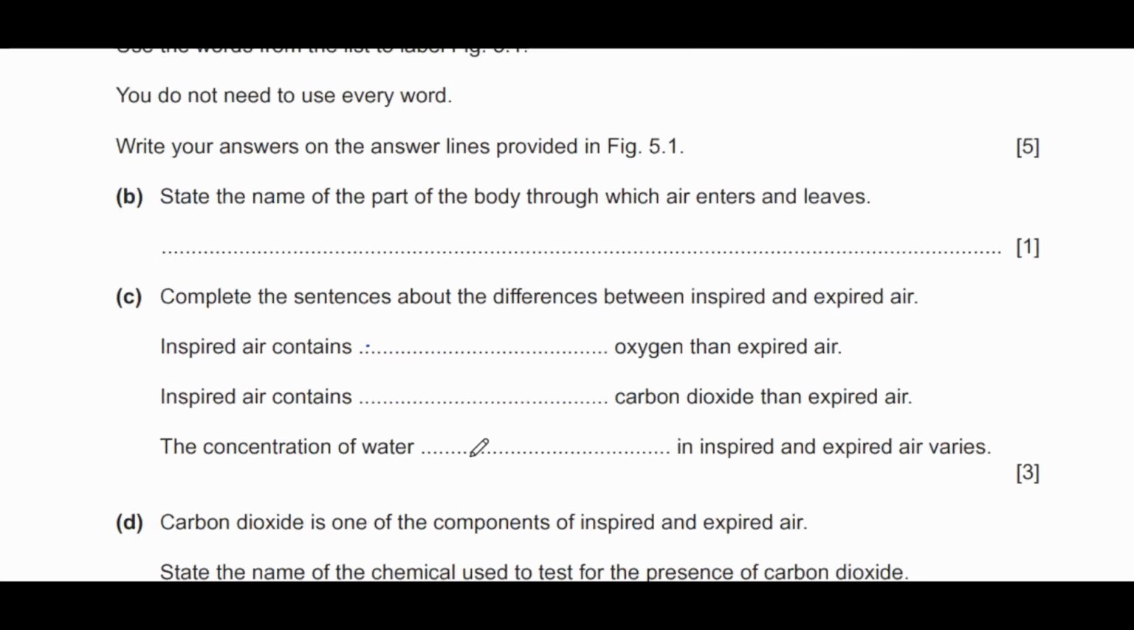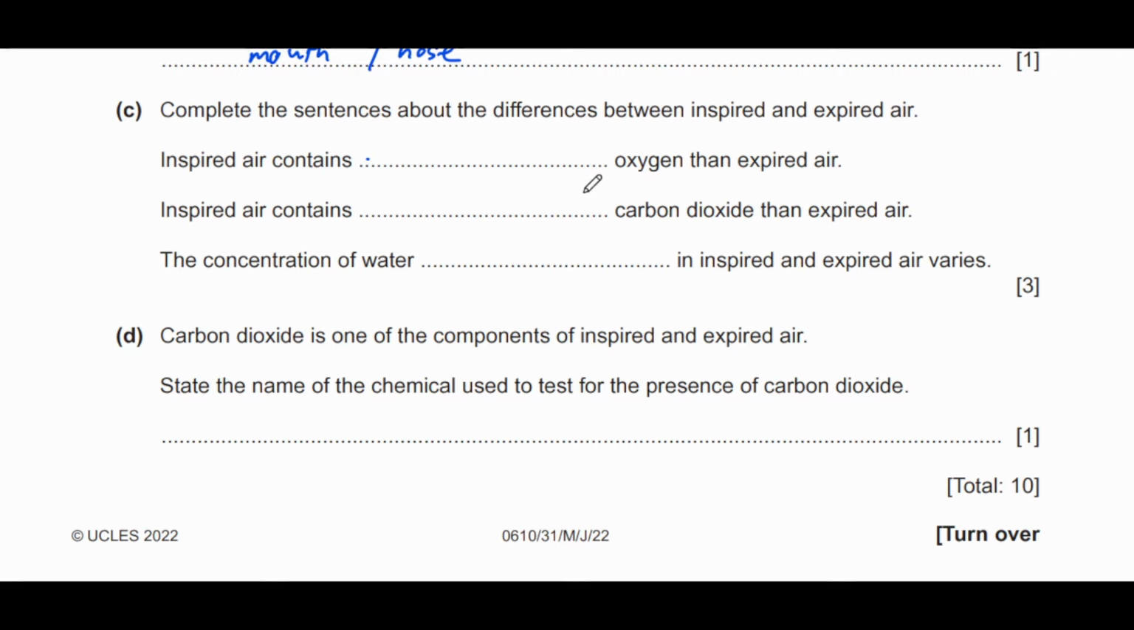Now, state the name of the part of the body through which air enters. So this is quite easy. How do you breathe in and breathe out? Where does air enter? Right? It's either your mouth or your nose. You choose one. Okay. Complete the sentences about the differences between inspired and expired air.